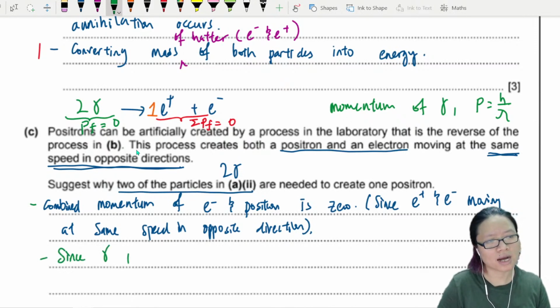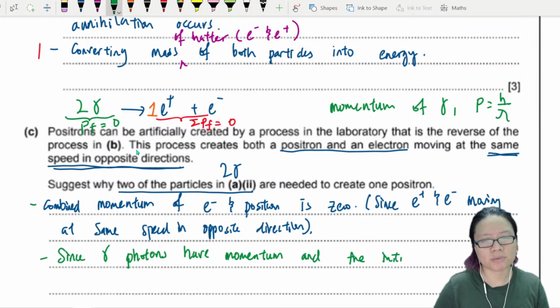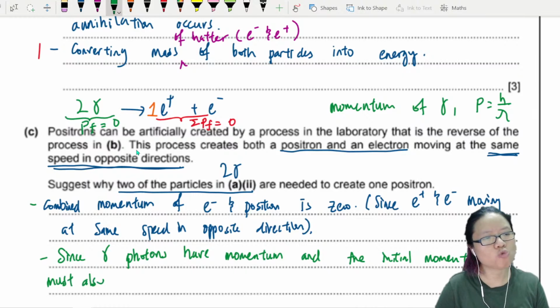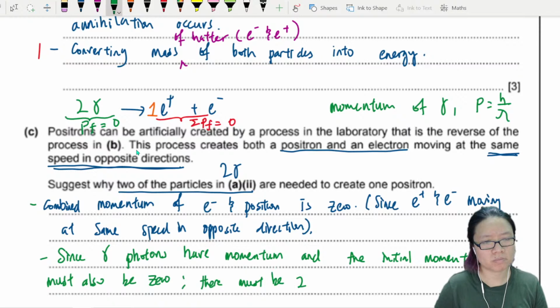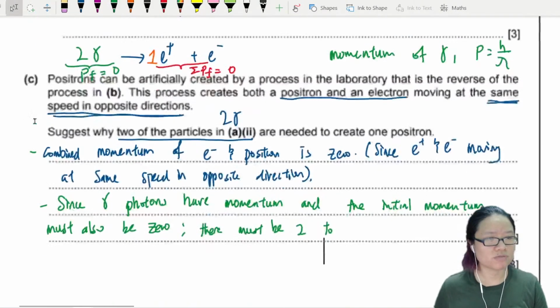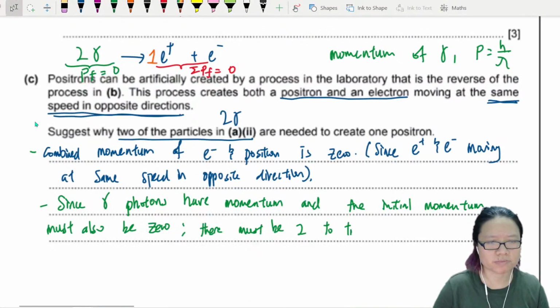Since gamma photons have momentum and the initial momentum must also be 0, to conserve momentum, there must be 2, to travel in completely opposite direction.